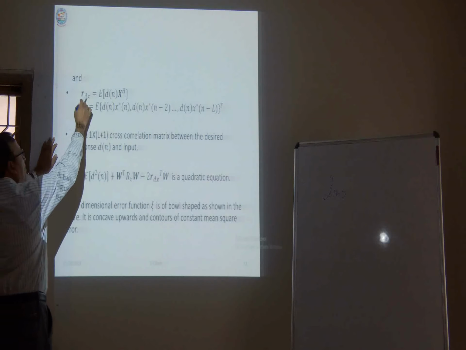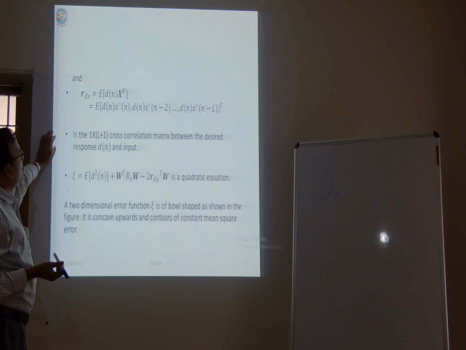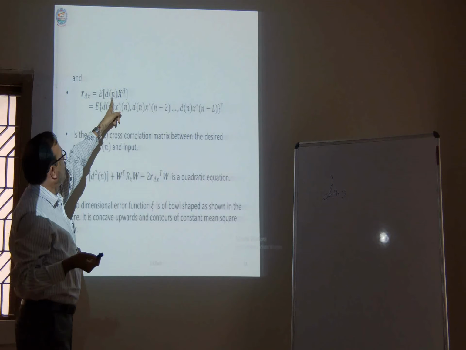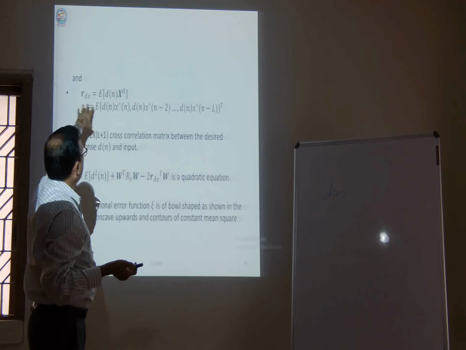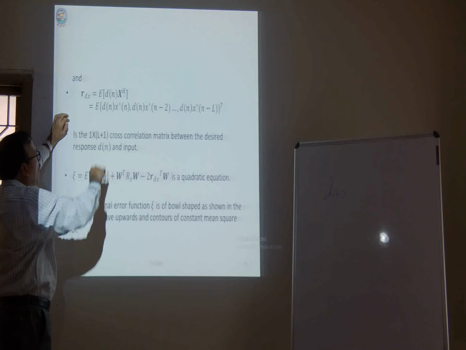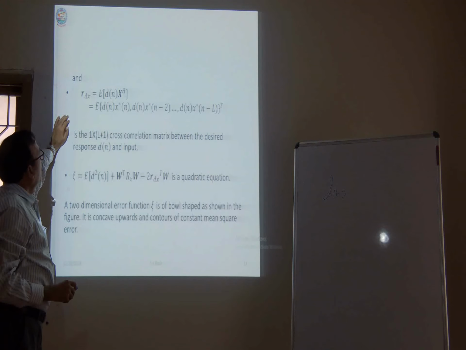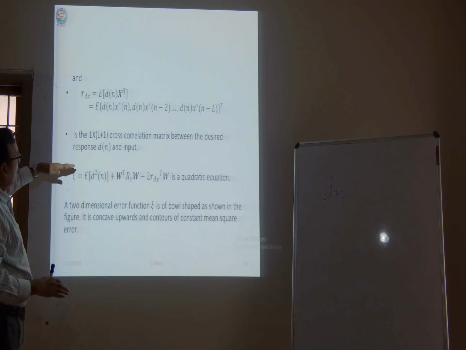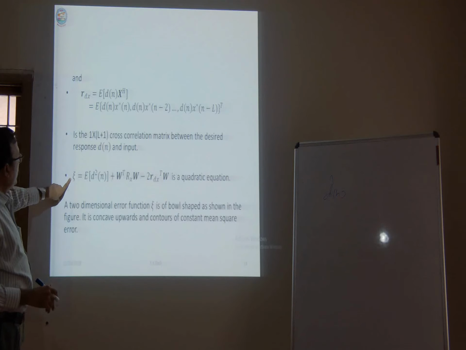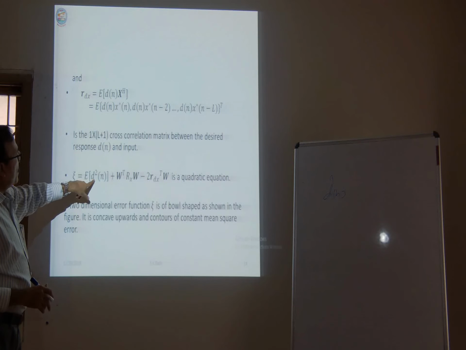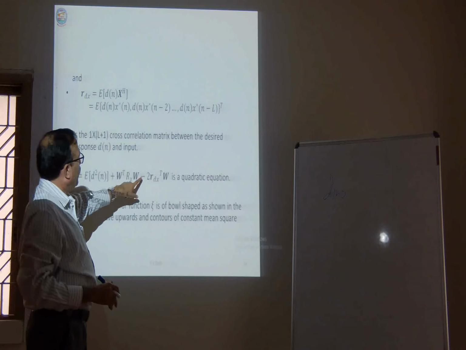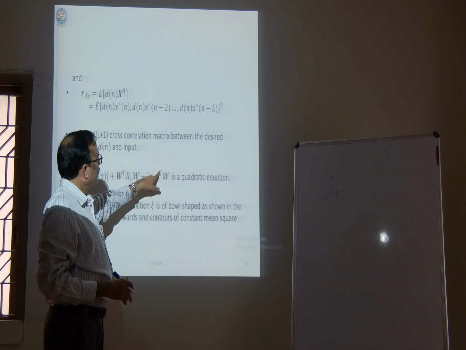So Rdx is called the cross correlation matrix of the desired signal with the input. So this is the desired signal. We have taken the complex conjugate and transpose. So this is a 1 by L plus 1 cross correlation matrix of the desired response dn and the input. So now we see that this chi, which is the mean square error, is nothing but expectation of d square n plus wt Rx w minus 2 Rdx transpose w.